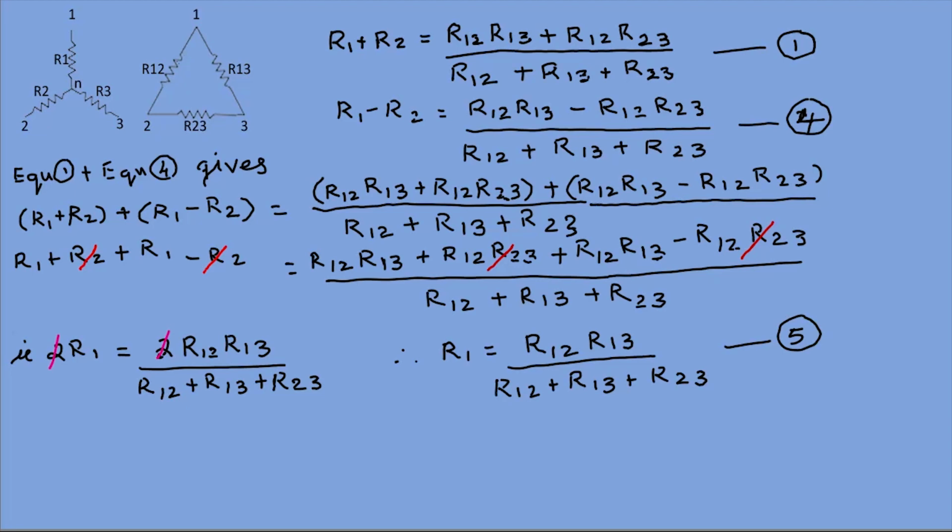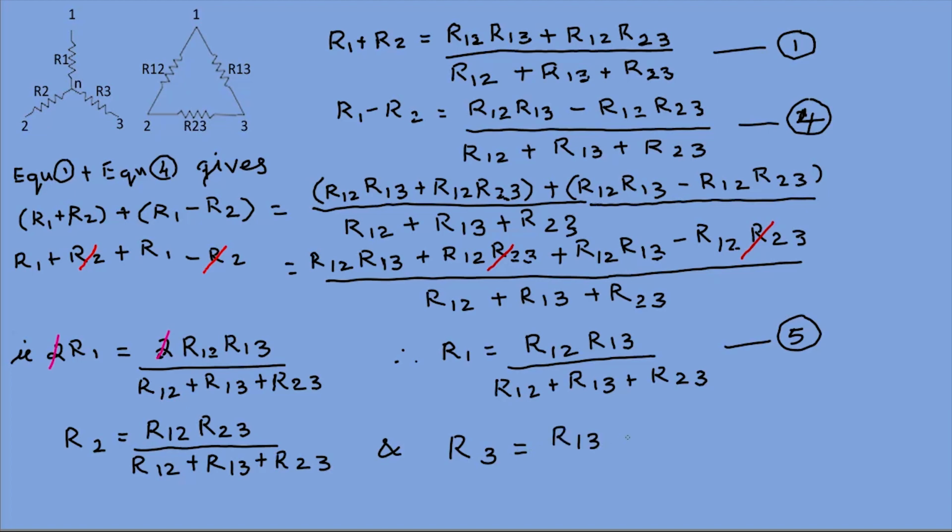So, if a delta connection is to be transformed to a star connection, R1 is equal to R12 R13 divided by the sum of the three resistances in that delta connection. In the same way, we can see that R2 is equal to R12 R23 divided by the sum of three resistances R12 plus R13 plus R23, and R3 is equal to R13 R23 divided by the sum of three resistances R12 plus R13 plus R23.